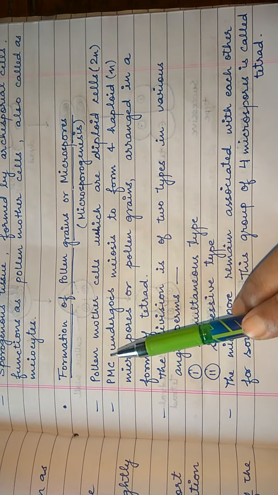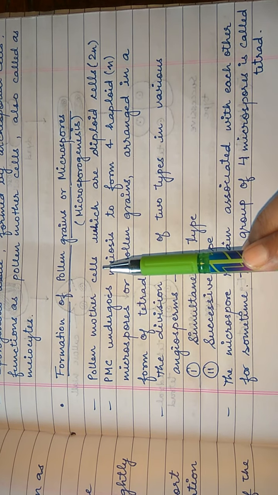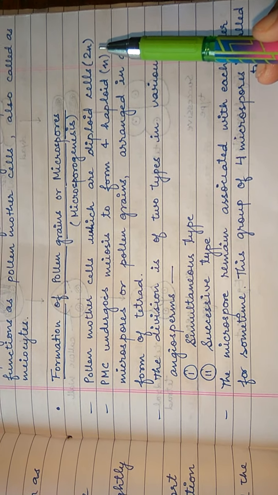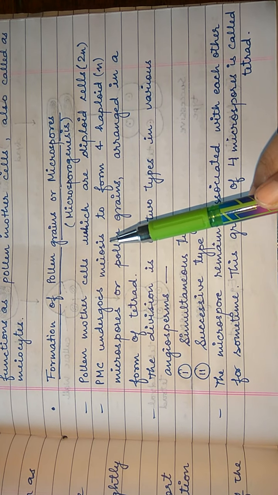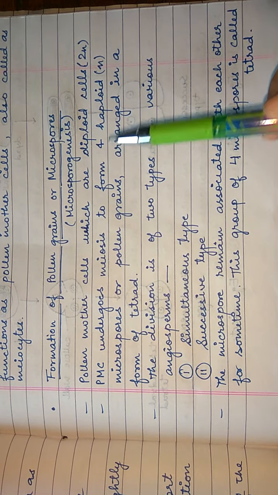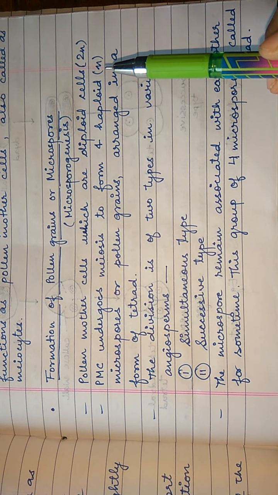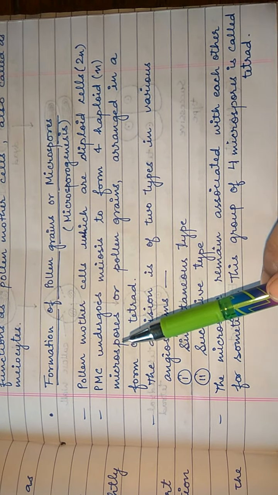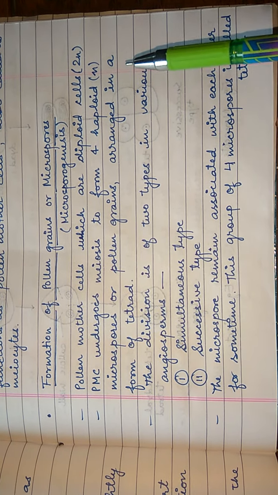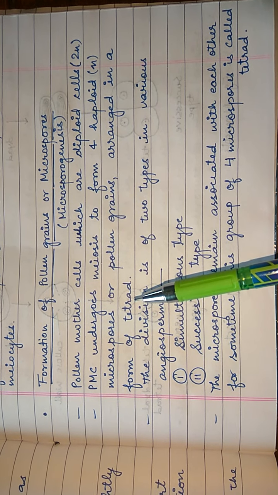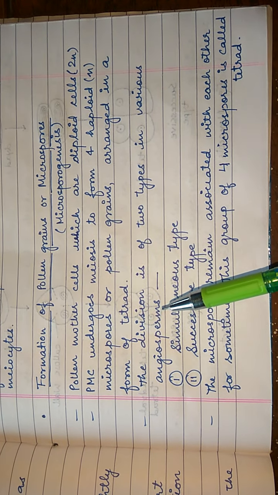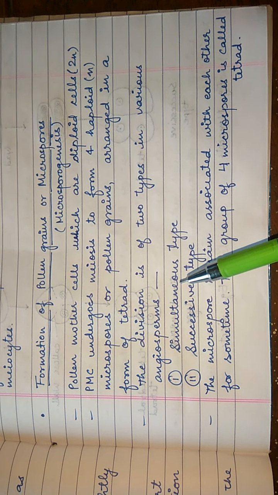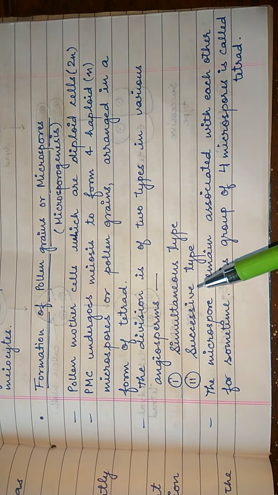Now, in this, pollen mother cells, that is PMC, which are diploid cells, that is 2N, undergo meiosis to form four haploid cells, that is N. This is called microspores, which are arranged in the form of a tetrad. This division is of two types in angiosperms, that is simultaneous type and successive type.